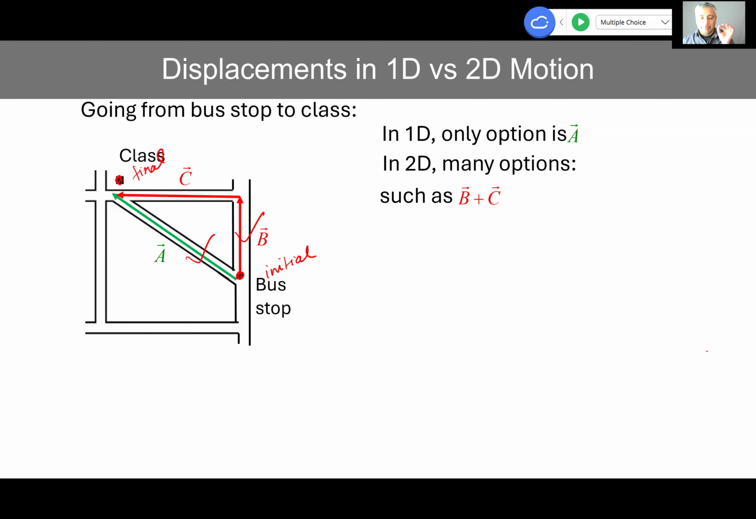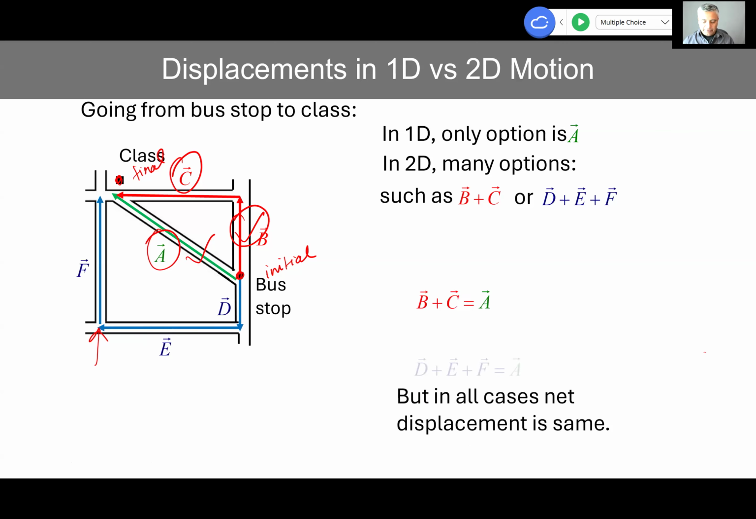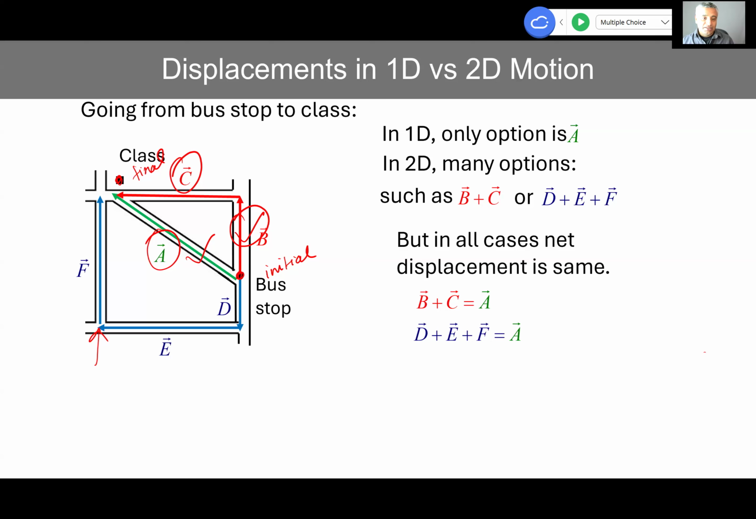So now we need a math that gives us B plus C is equal to A. That's the kind of math we need. Now let's suppose you want to run to the restroom before coming to the class, and the restroom happens to be in this corner. Then you may go something like this, D, E, F. But your displacement is still the same because your initial position and final position are the same. So displacement is that. So that means B plus C should also give you A. D plus E plus F should also give you A. That's the kind of math we need.